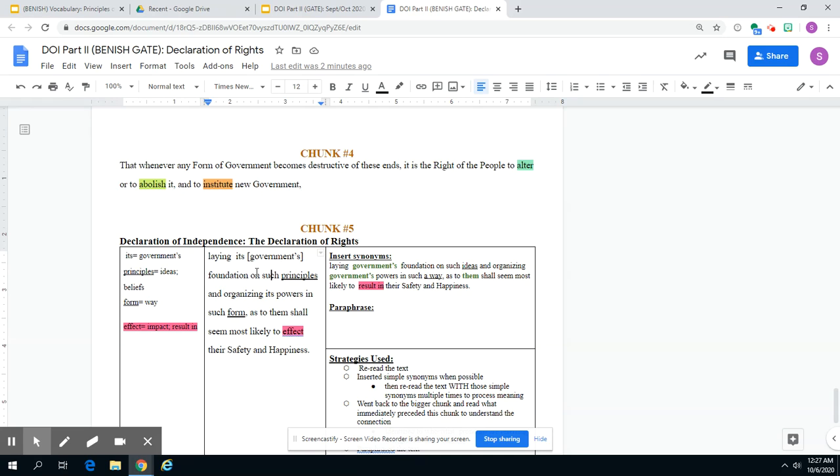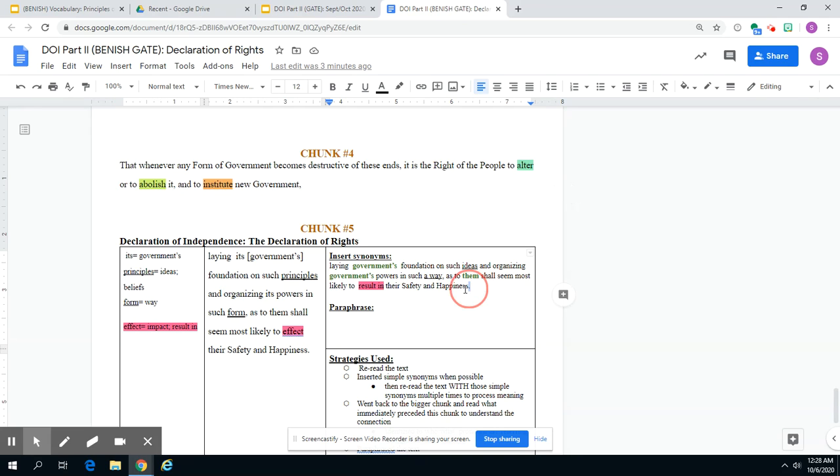Sorry. Okay, so this is how it would read: that whenever any form of government becomes destructive of these ends, it is the right of the people to alter or to abolish it, and to institute new government, laying its foundation on such principles and organizing its powers in such form as to them shall seem most likely to affect their happiness and safety.